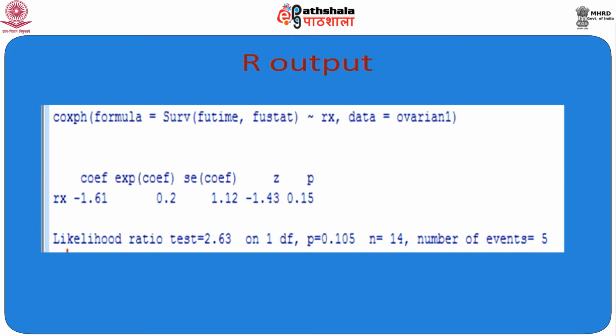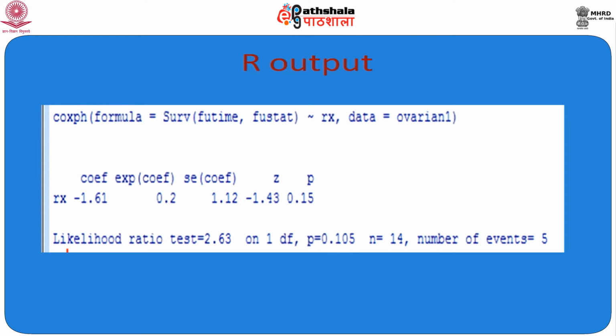Corresponding to this exponential of the coefficient, the standard error of the coefficient is 1.12, with a Z test value of minus 1.43 and a p value of 0.15. It says that, however, the hazard ratio on survival of Rx1 and Rx2 is not significantly different, but it also states that the treatment group treated with Rx2 has better survival in comparison to patients treated with group 1.